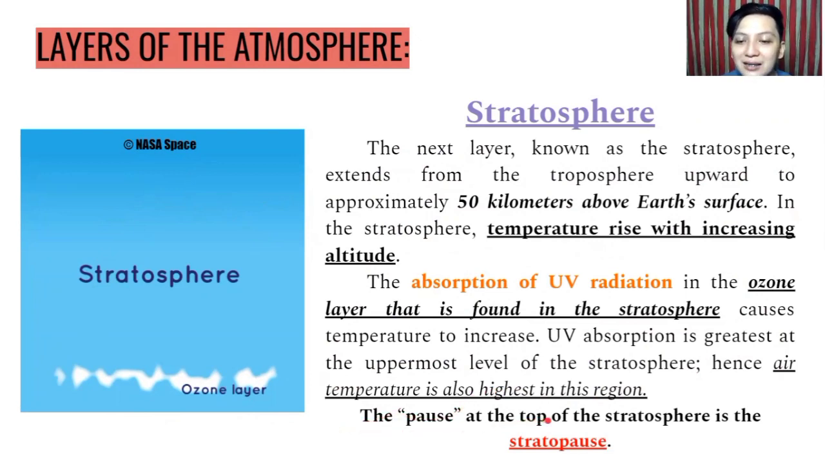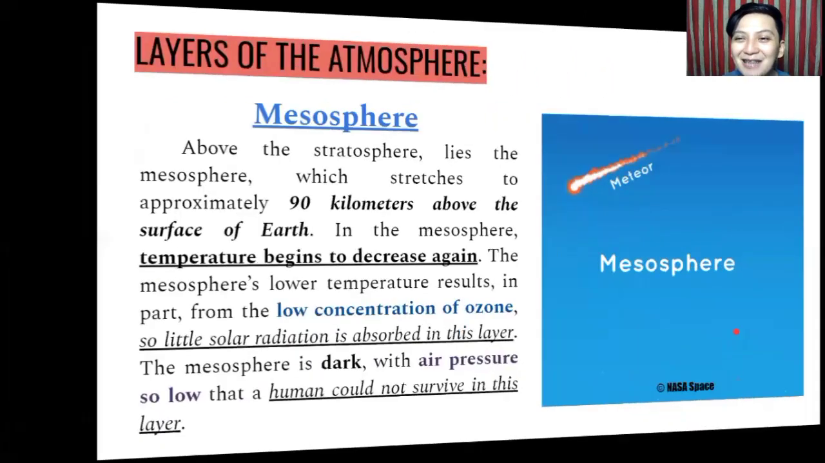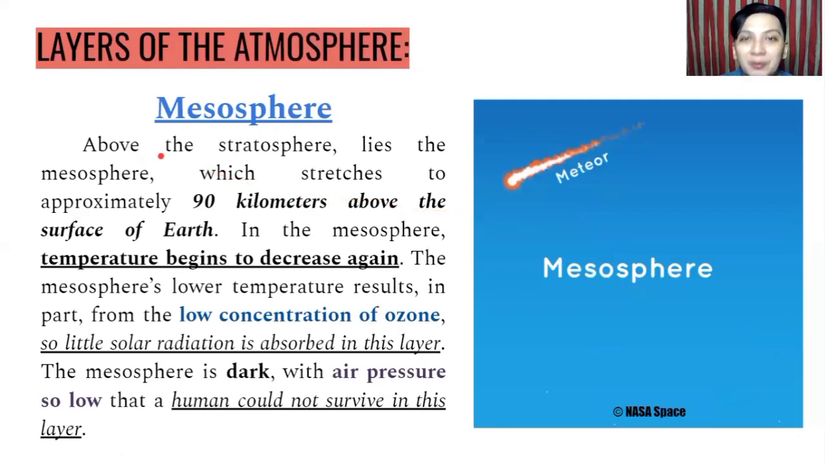The pause at the top of the stratosphere is the stratopause. Okay, so yan yung pause na makikita natin sa part ng stratosphere, the stratopause. Next layer is the mesosphere. So above the stratosphere lies the mesosphere, which stretches to approximately 90 kilometers above the surface of the Earth. In the mesosphere, temperature begins to decrease again. So tumaas yung temperature sa stratosphere, ngayon naman sa mesosphere bumaba.